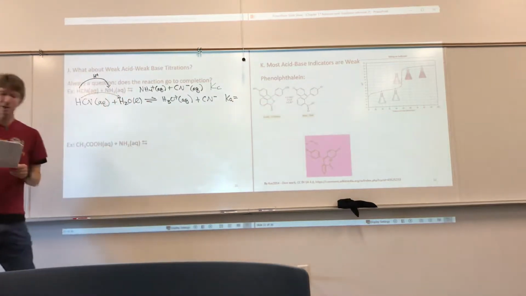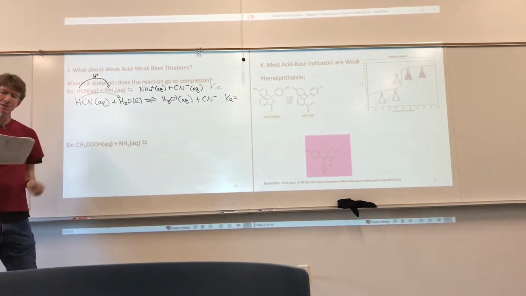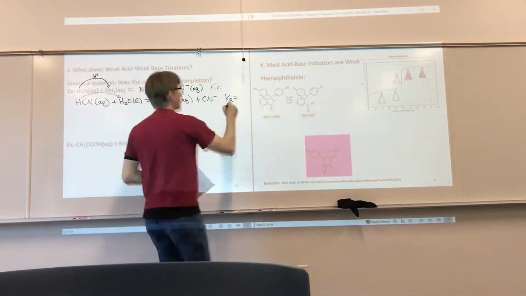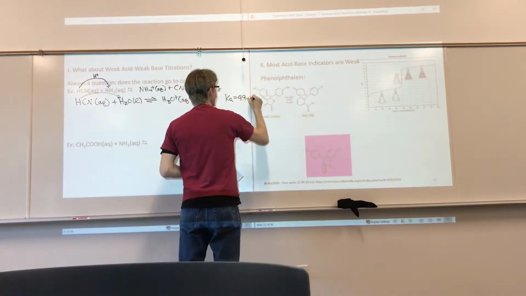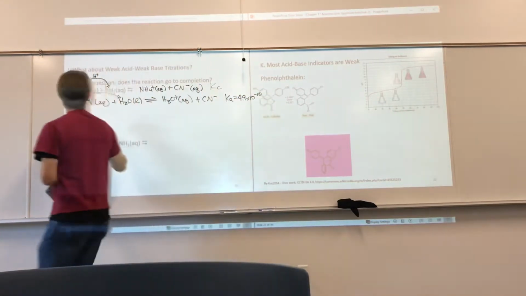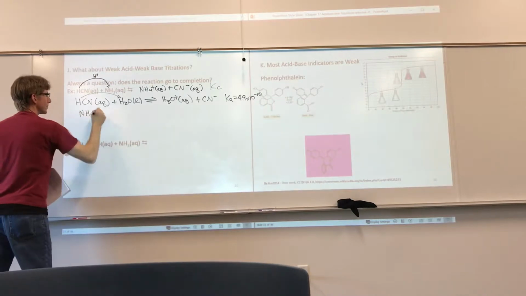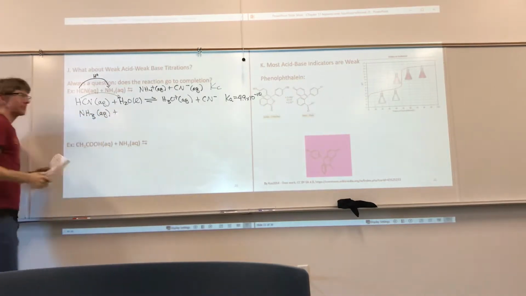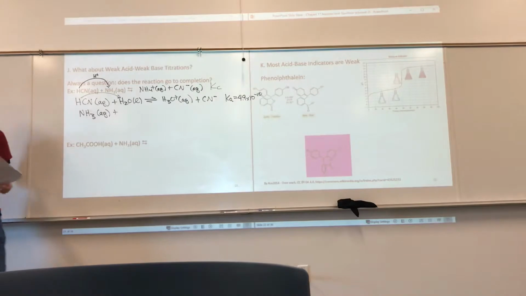I know its Ka value because I can look it up on the table. It's 4.9 times 10 to the minus 10. Now I'm going to write out a Kb reaction for ammonia.